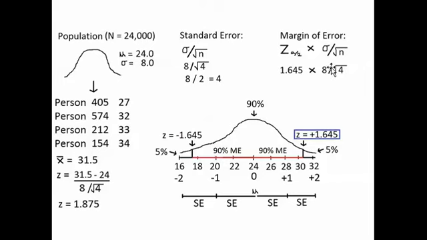Just like before, this will be three steps. First we have to find the square root, then we have to divide the fraction, and then we have to multiply the two numbers. The square root of 4 is 2, so we divide 8 by 2. 8 divided by 2 is 4, and then we multiply 1.645 by 4. When we do that, the answer comes out to 6.6, rounded. So the 90% margin of error, which is the distance from the population mean to the lower end and the upper end of the middle 90%, is 6.6.